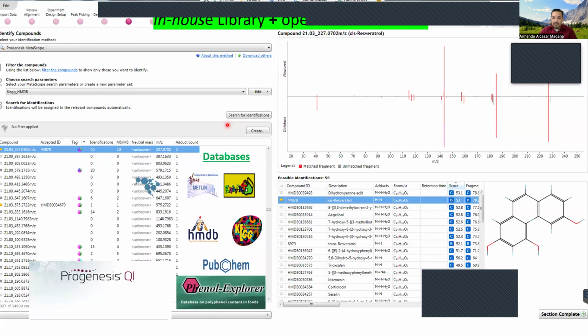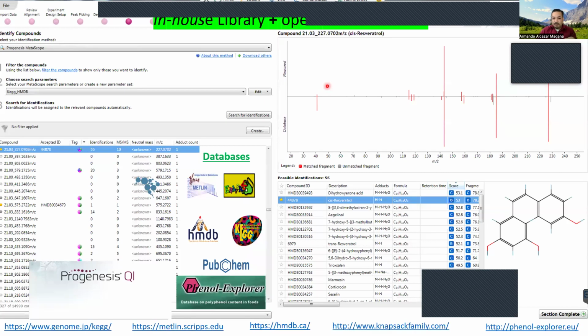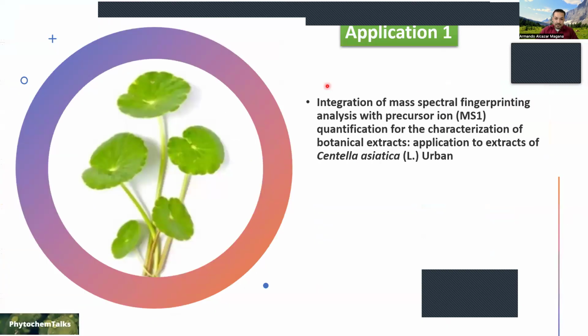But for that, we use software. This window is a software called Progenesis QI, where we can put in our in-house library, but also many other libraries. As I was mentioning, for plant research the very interesting ones could be Knapsack or Phenol Explorer, or even Medlin, which has a lot of natural products. Also the Human Metabolome Database, even though it seems like it's for humans, because many of the metabolites in humans come from our food, and most of that could be from plants.